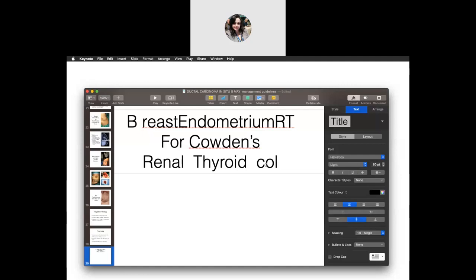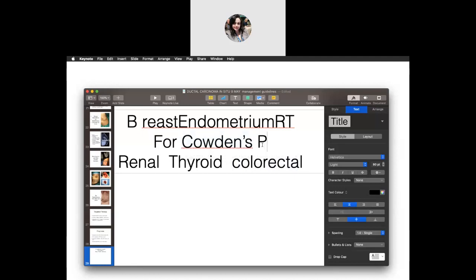You should say colorectal or only colon? I think it should be colorectal. And what is the gene involved in Cowden? Name the gene. PTEN. Autosomal dominant with variable penetrance. Mutation of the PTEN gene. What is the full form of PTEN?